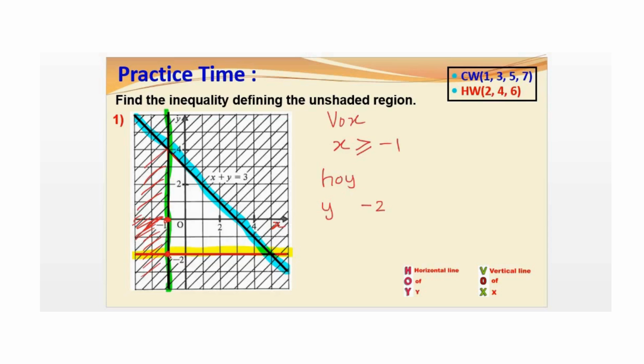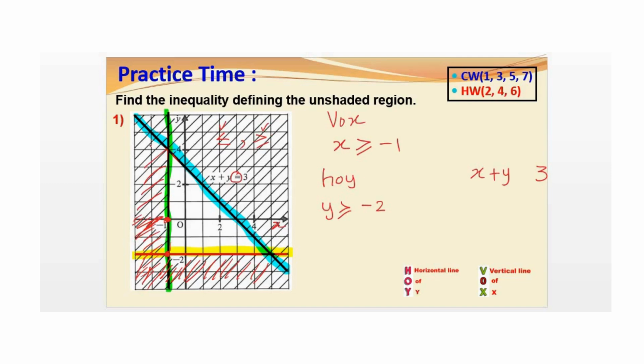Which symbol now? Clearly you can see the lower values are shaded. The region below is shaded. The upper values are unshaded, right? So that's why y is greater than or equal to -2. Clear? Now let's go to the third, the blue line. Okay, it says x plus y equals 3. So I will write x plus y and I will write 3. Now I have to put either the less than or equal to sign or the greater than or equal to sign between them, right? This equality sign has to be changed either to less than or equal to or to greater than or equal to, right?